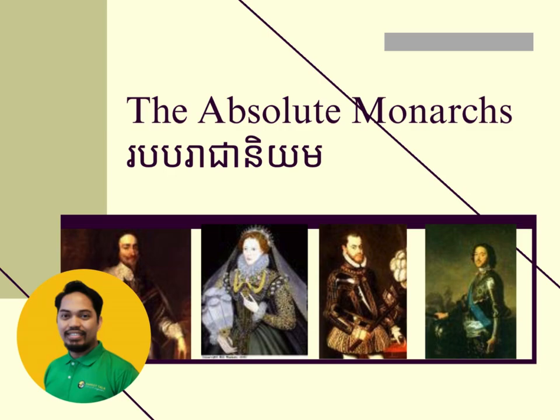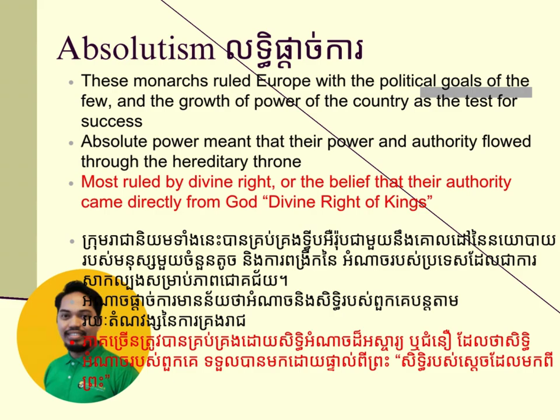This is lesson 3 of World History 2, and the title of this lesson is The Absolute Monarchs. In this lesson, we are going to talk about the kings and queens, or the leaders of the society, with the monarchy way of controlling the government. Let's talk about the absolutism of the monarchy.